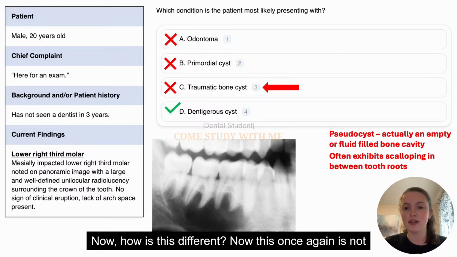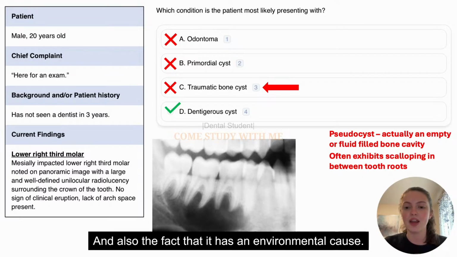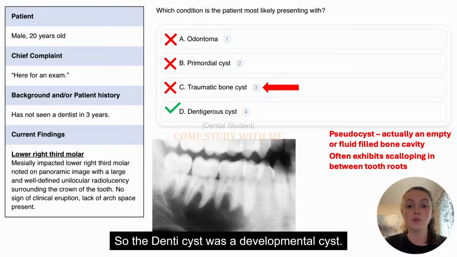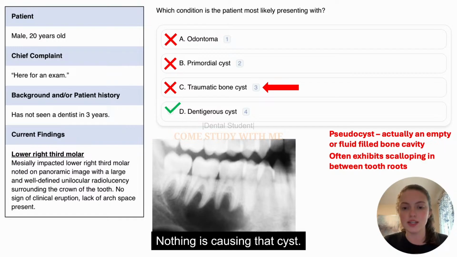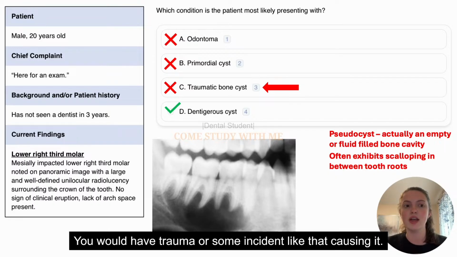Now, how is this different? Now, this, once again, is not really a cyst, it's a pseudocyst. It doesn't have that epithelial lining. And also the fact that it has an environmental cause. So the dentigerous cyst was a developmental cyst. Nothing is causing that cyst. But in a traumatic bone cyst, there is an environmental cause. You would have trauma or some incident like that causing it.